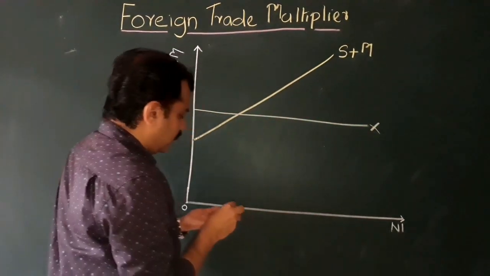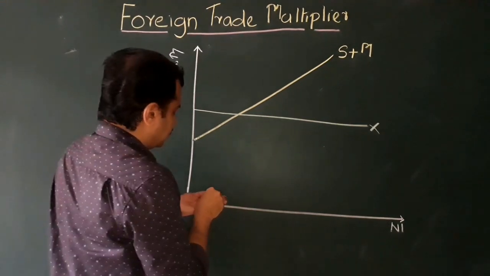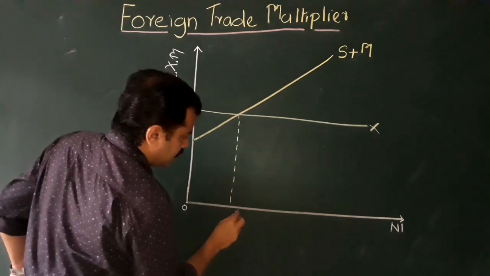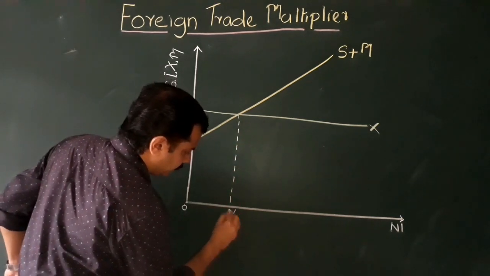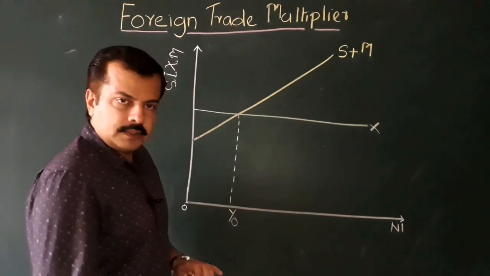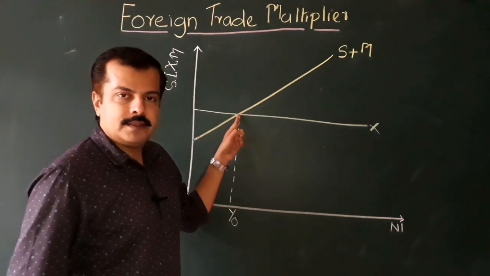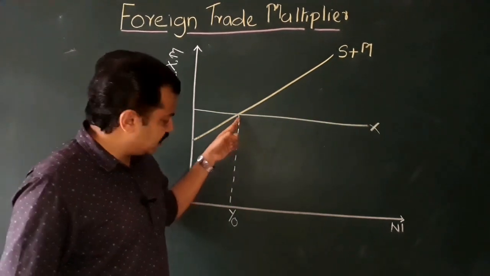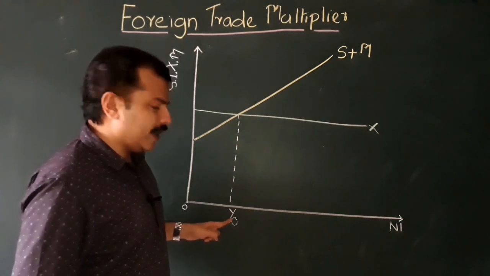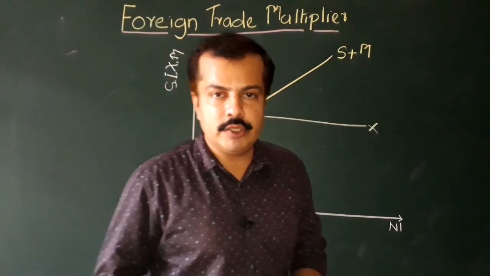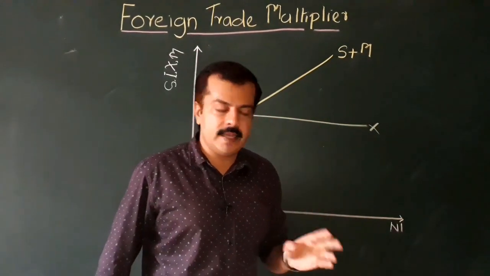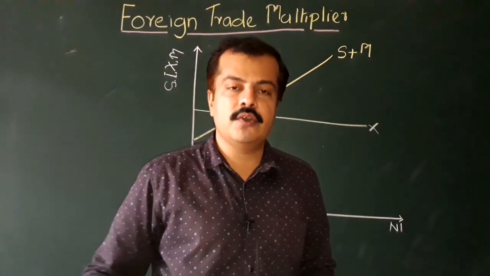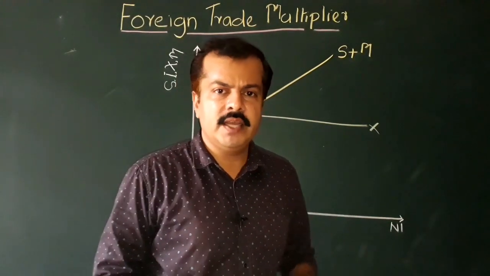Before the change in export, the equilibrium level of income is, say, y0. So there is an equality between injection and leakages. This is the point of intersection where our equilibrium level of income is y0, where leakages are equal to injection. Saving plus import is the leakage, export is the injection. For the time being, we assume that investment is held constant, so as to isolate the effect of the changes in export.